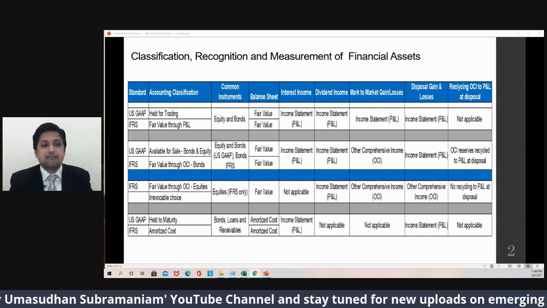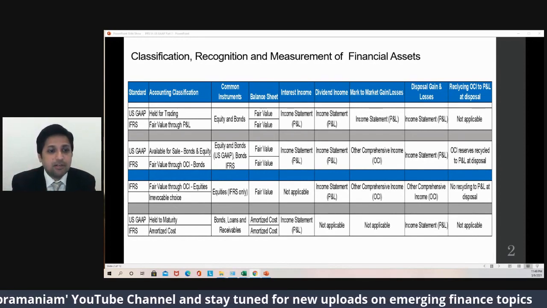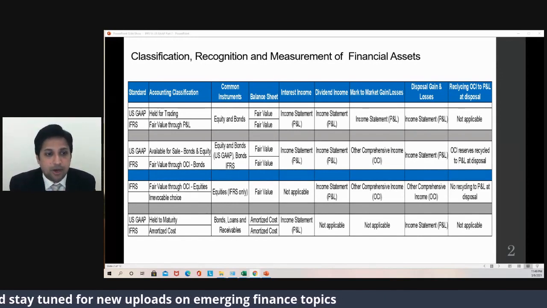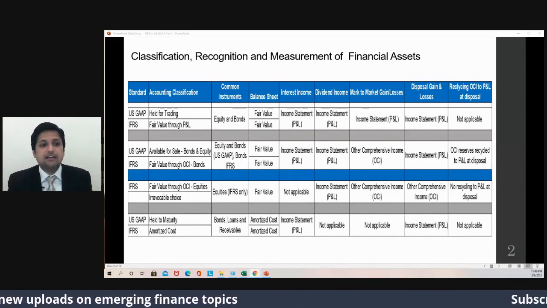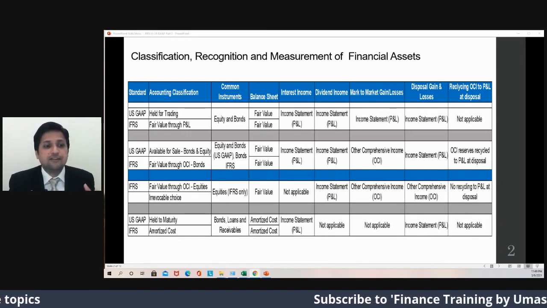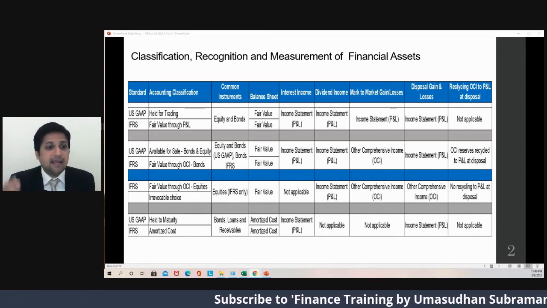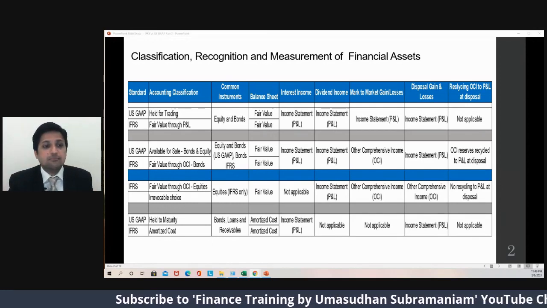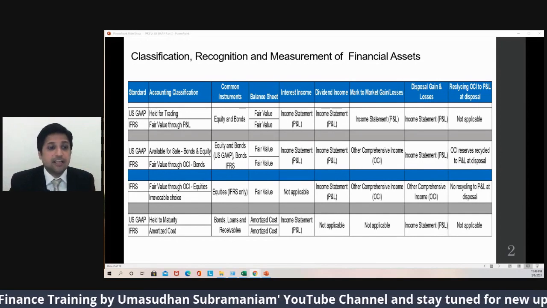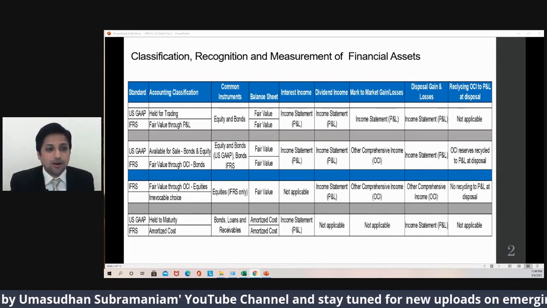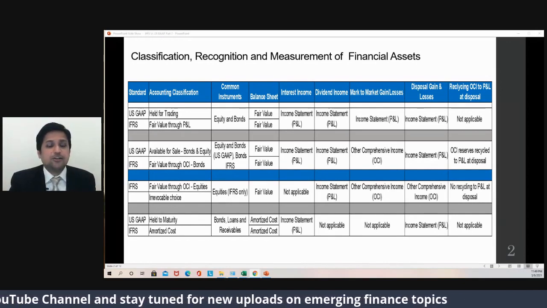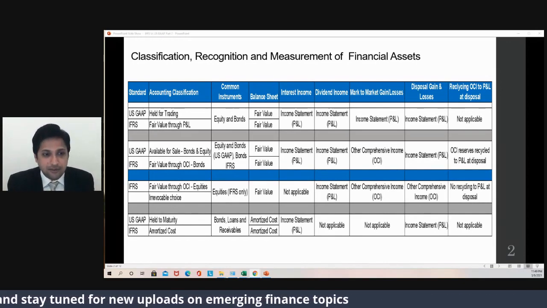Therefore, this category is specifically applicable for loans and receivables and held to maturity bonds. These investments are accounted for at amortized cost using the effective interest rate. And at each balance sheet date, companies need to carry out an impairment testing based on the expected credit loss model in both US GAAP and IFRS, based on the probability of default.